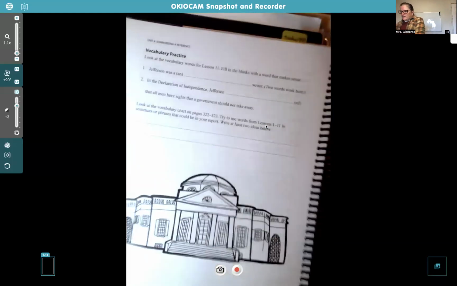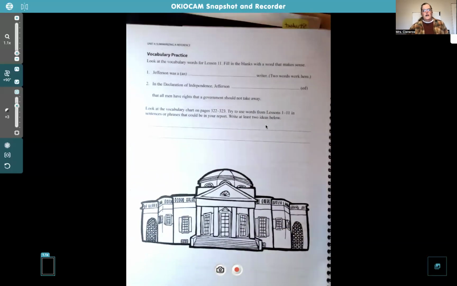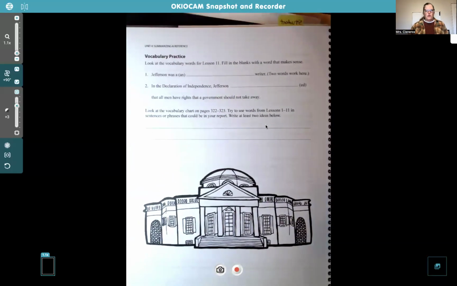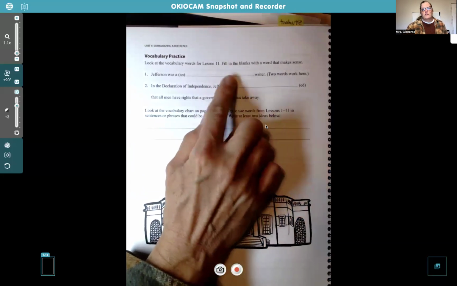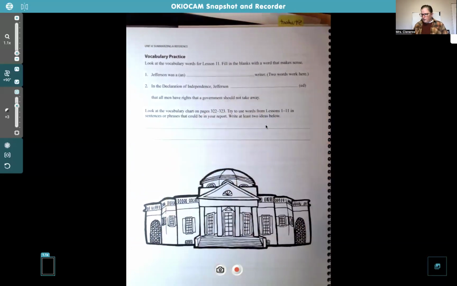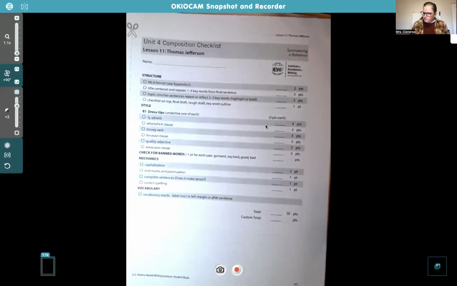Page 106 is some vocabulary practice. You should have already cut out these vocabulary words from week 11. Go through those on your own, looking at the word like we do in class, reading the definition, reading the sentence, and then you've got two blanks here. You can figure out what words fit in those blanks. This is page 106.